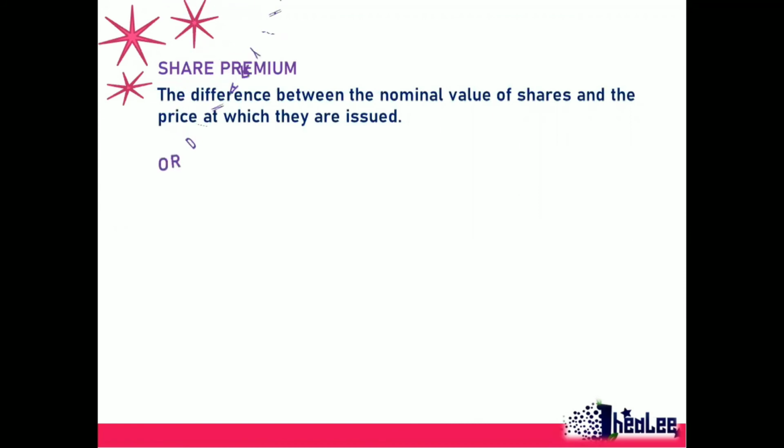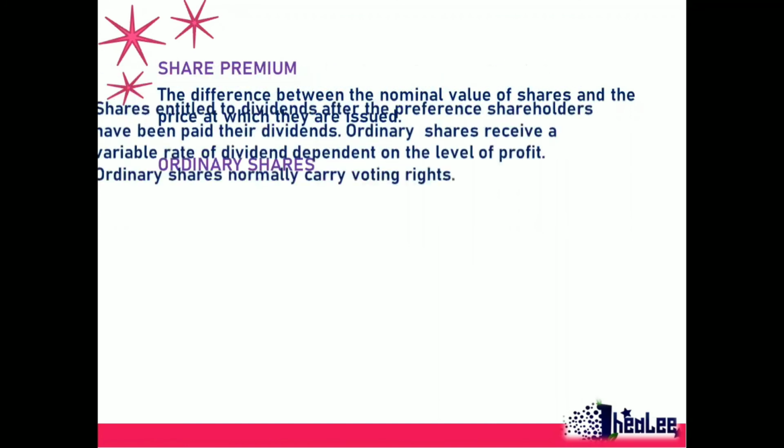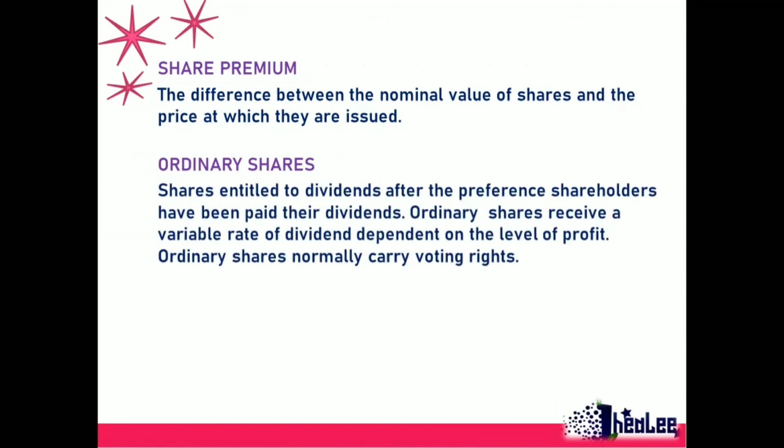Next, we're moving into ordinary shares. And please note that there are two classes of shares. We have ordinary and we have preference shares. So we're going to look at the ordinary shares first. And these shares are entitled to dividends after the preference shareholders have been paid their dividends. Ordinary shares receive a variable rate of dividend dependent on the level of profit that is generated in the business.